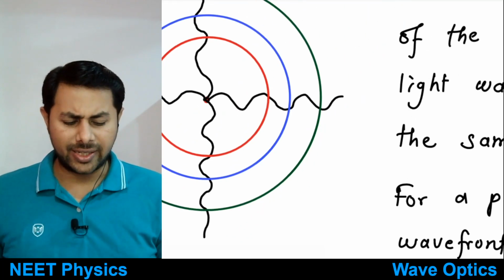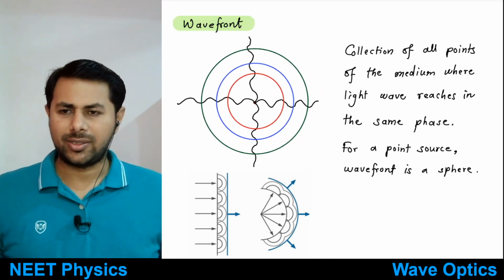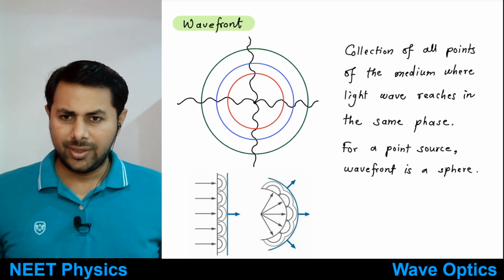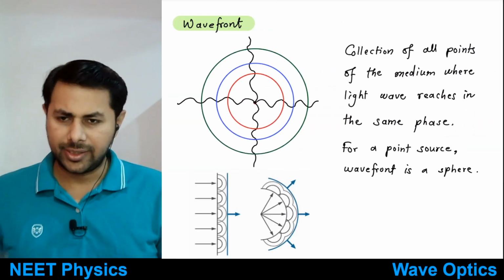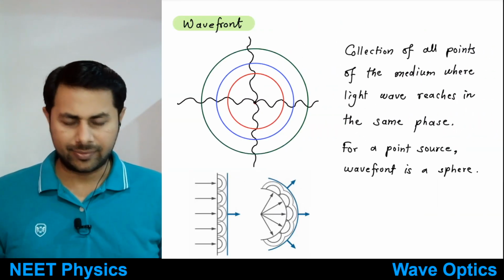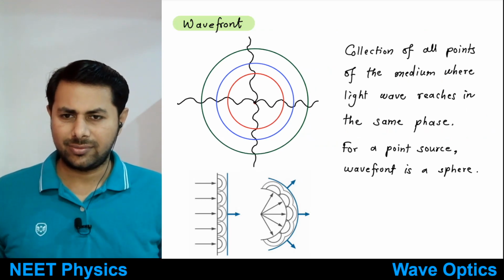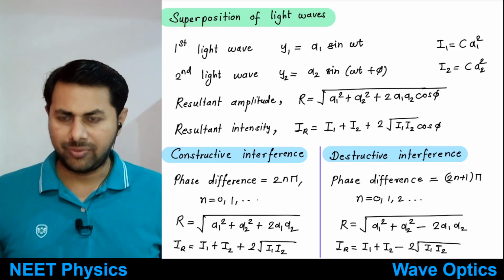Just like the earth is spherical, no? So if you consider a small portion of the earth, it looks like a flat surface, right? So what is the source of a plane wavefront? It is a point source at infinity. This thing is clear.